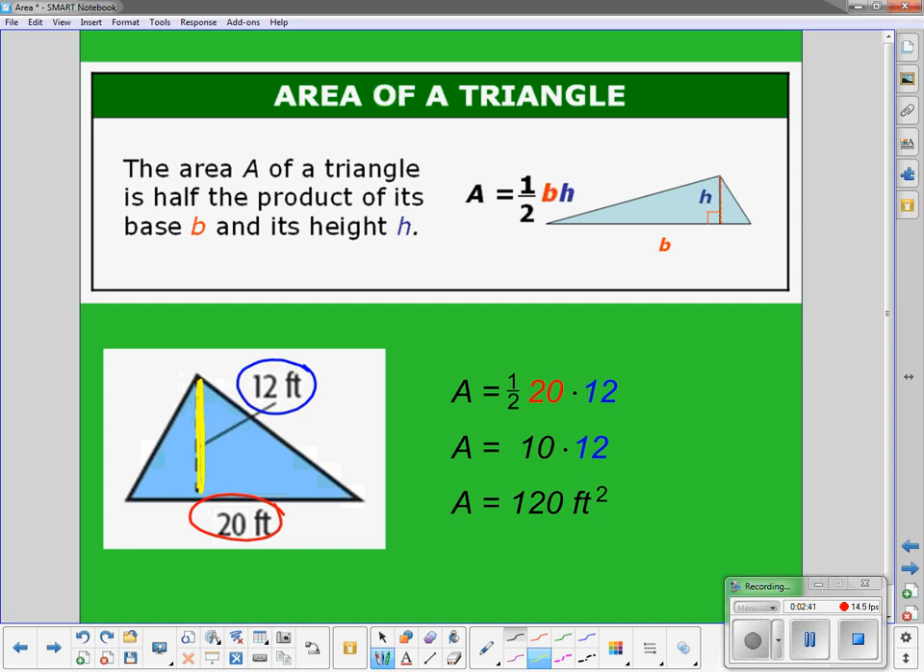The first step that we're going to do is we're going to multiply 2 of these 3 pieces. Now, I can multiply 1/2 times 20 since 20 is an even number, and if I multiply those two, I get 10. Now 10 times 12 is the next step, which is 120. And remember, area is in square units. In this case, we're talking about feet. So the area of that triangle is 120 square feet.